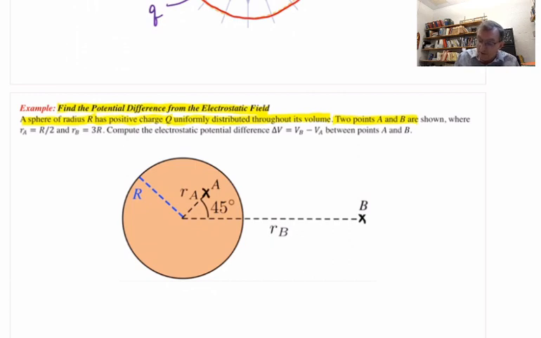The radial distance of point A from the center is half big R. And the radial distance of point B from the center is 3 times big R. We are to compute the electrostatic potential difference, delta V, equal to VB minus VA between those 2 points. Okay? All right, that's what I will do in a separate video lecture, but I urge you to think about it a little bit and maybe even try it for yourself before watching that video.